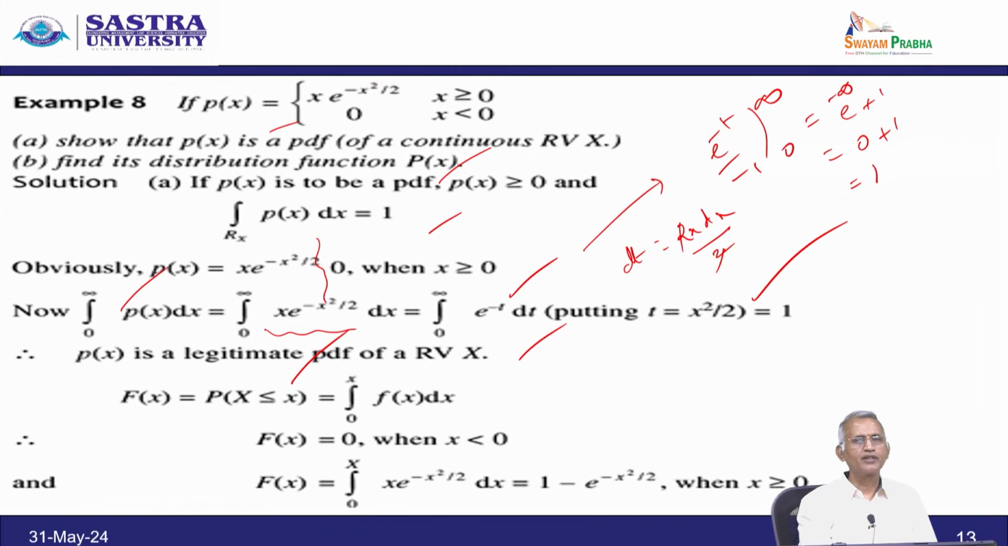Now, F of x is 0 when x is less than 0. The values vary from 0 to x of x into e power minus x square by 2 dx, which is 1 minus e power minus x square by 2 when x is positive.